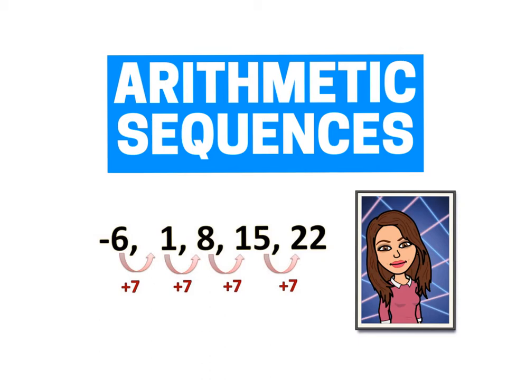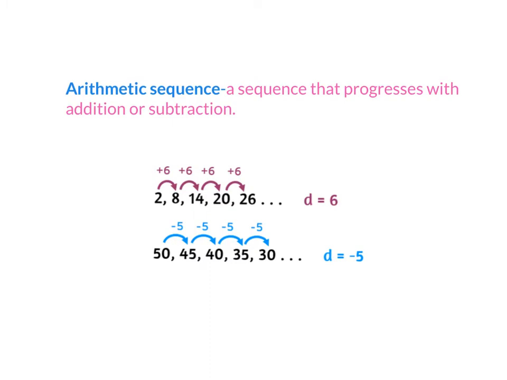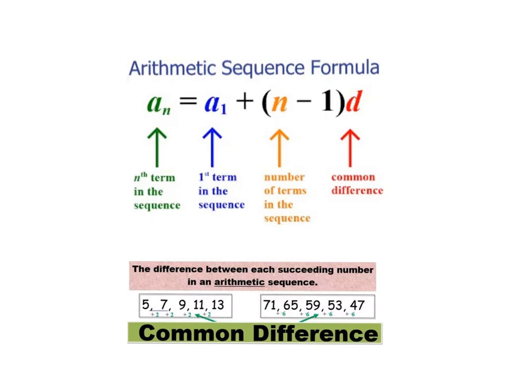In this video, you'll learn about arithmetic sequences. An arithmetic sequence is a sequence that progresses with addition or subtraction. The arithmetic sequence formula is a sub n equals a sub 1 plus n minus 1 times d. The common difference between each succeeding number is an arithmetic sequence.